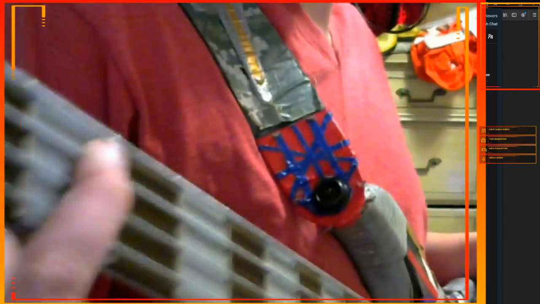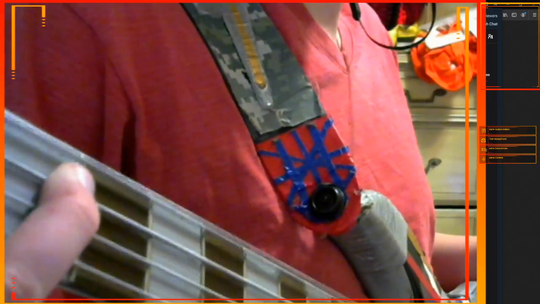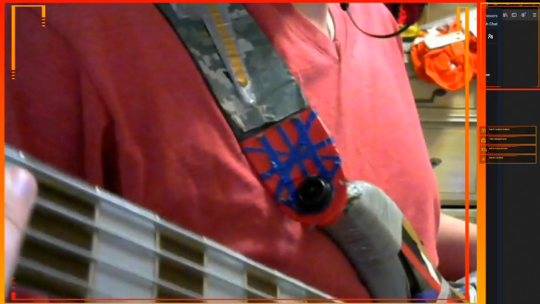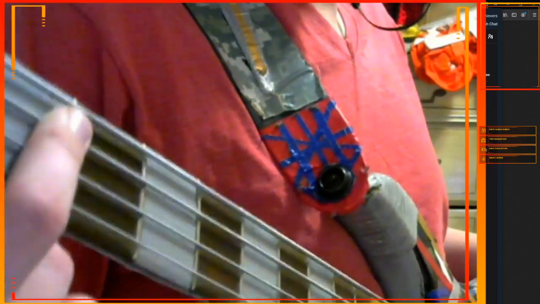On my bass, this is a C. Oops, sorry. On my bass, this note here on this string is a C. It looks entirely different, but it's exactly the same note as the one on the keyboard.